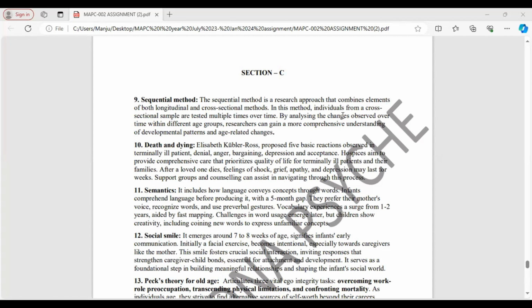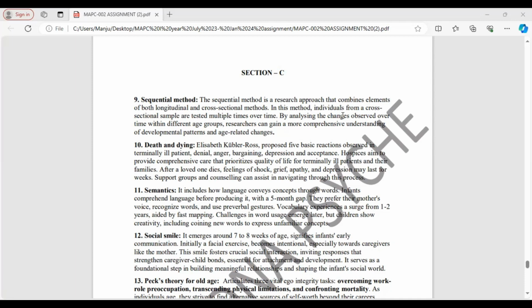Question 10. Death and Dying. Elizabeth Kubler-Ross proposed 5 basic reactions observed in terminally ill patients: denial, anger, bargaining, depression, and acceptance. Hospices aim to provide comprehensive care that prioritizes quality of life for terminally ill patients and their families. After a loved one dies, feelings of shock, grief, apathy, and depression may last for weeks. Support groups and counseling can assist in navigating through this process.